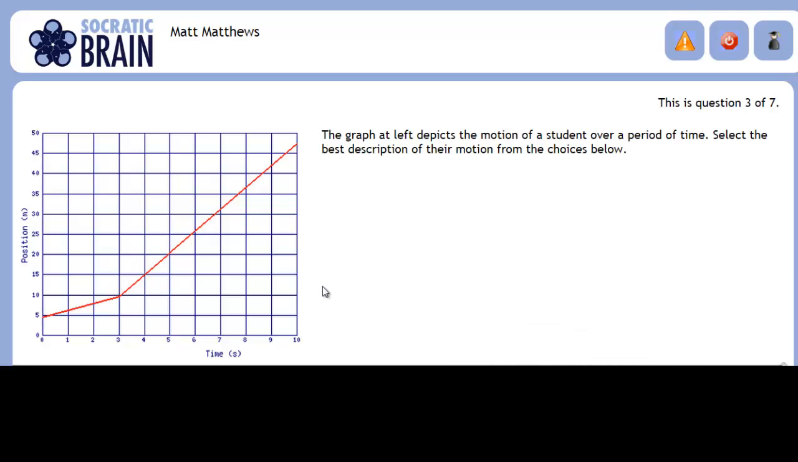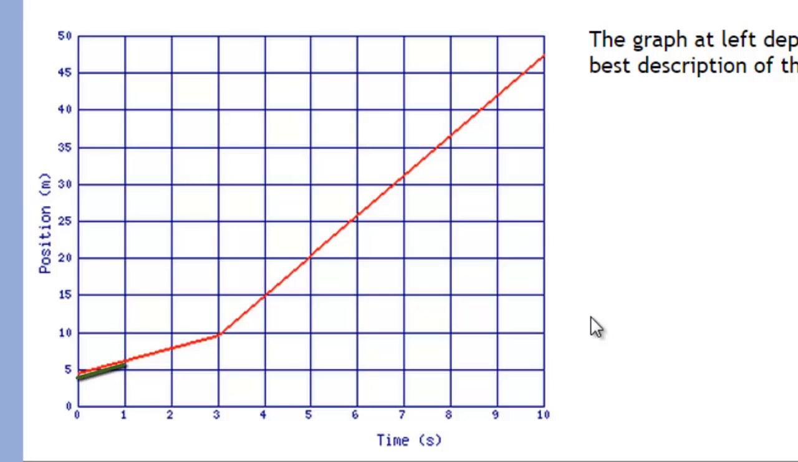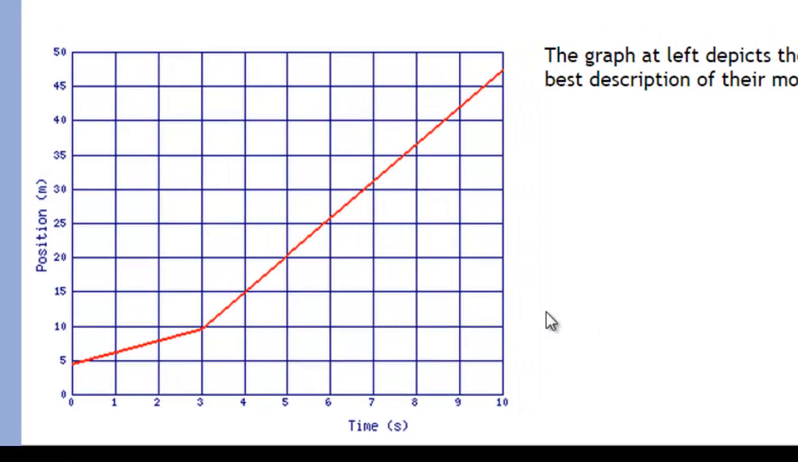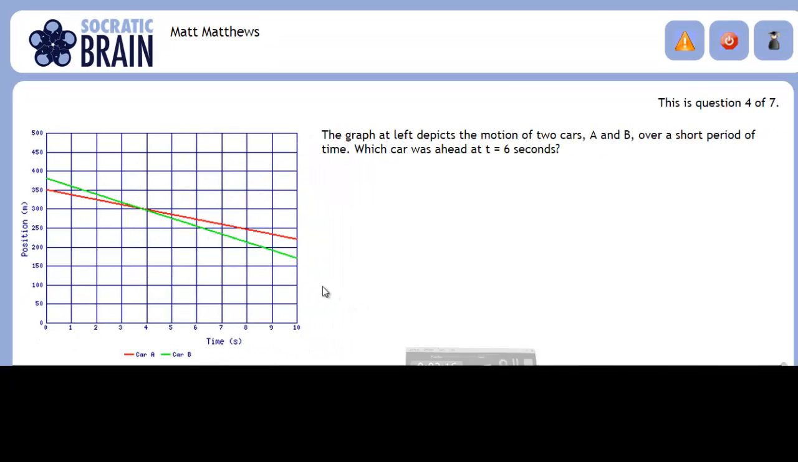Number 3 asks us to select the best description of the motion from a list. My advice is don't look at the list, just describe the motion. We know that a straight line means constant velocity, so from 0 to 3 seconds we have a constant velocity. Then the velocity changes. The key thing to remember here is steepness. A steeper slope means faster velocities, so the student speeds up. Don't forget that a steep slope could be negative in some cases as well.